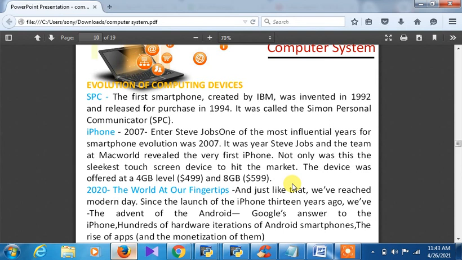So finally, we have reached our modern day. Since the launch of the iPhone 13 years ago, we have had the advent of Android, Google's answer to the iPhone. And who was the pioneer? Who is Google's CEO nowadays? Sundar Pichai. He was behind the project of Android and hundreds of hardware iterations and Android smartphones. Nowadays Android has become so popular; in each of the smartphones we have this kind of operating system. And the iPhones have their own operating system called iOS. And it has evolved like anything.